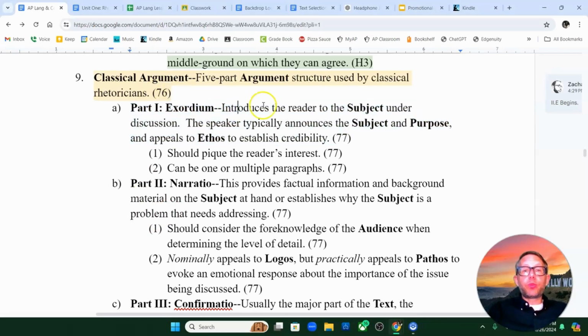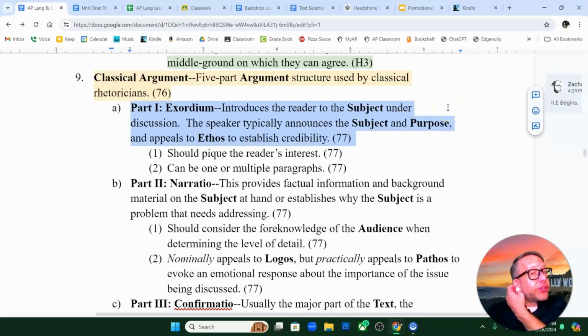So we start, of course, with part 1 of our conversation on classical argument. In this case, we always would start with the exordium. This introduces the reader to the subject under discussion, and that makes a lot of sense. If you think about any kind of essay that you started writing right here and right now, chances are you're going to have an introduction paragraph or 2 or 3 or whatever. That's basically going to present: this is the subject, this is the purpose. You might not, until this class started, have considered things such as ethos to establish credibility, but that's also where you want to start to put some elements into that as well. So it's the introduction, essentially, but you want to make sure it does those things.